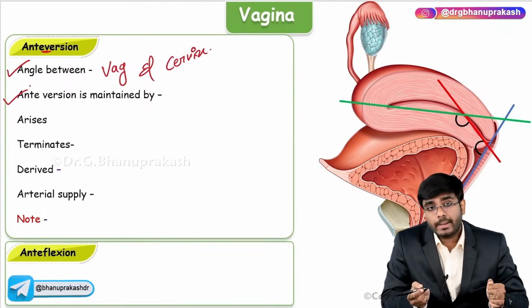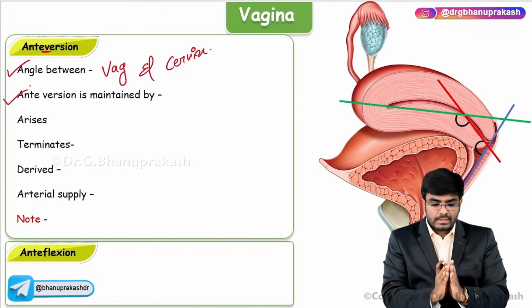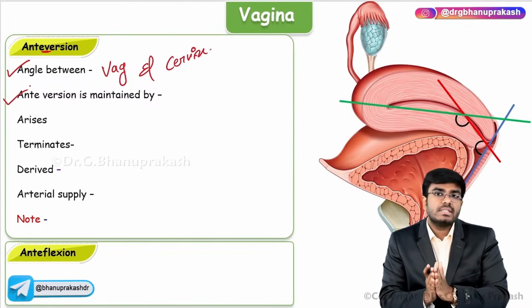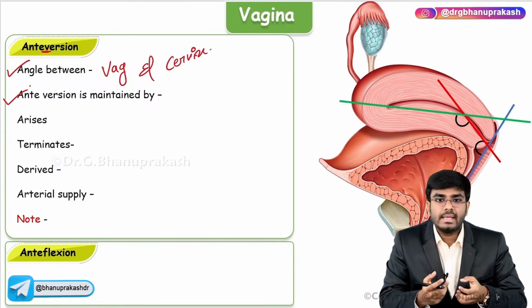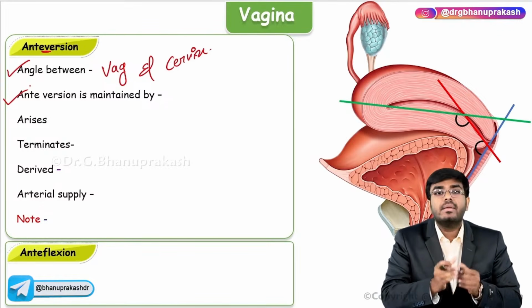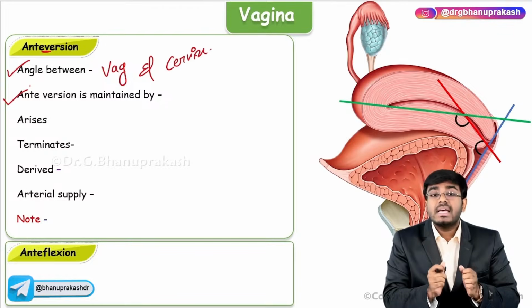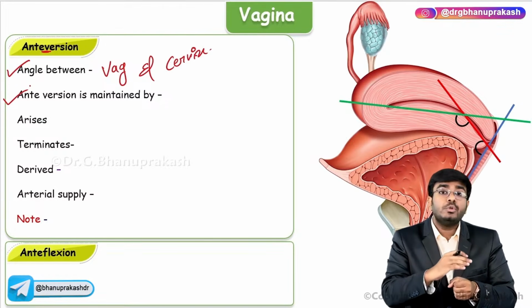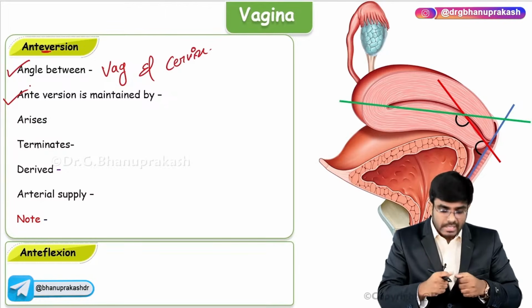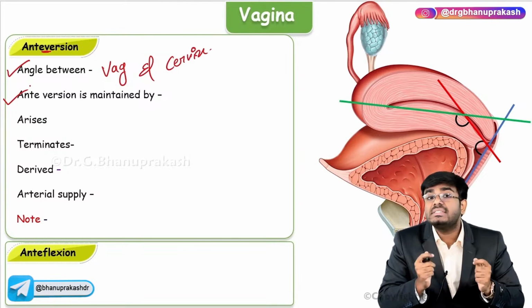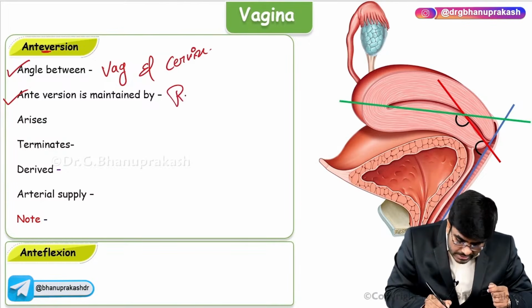Anteversion is maintained by... we know that there is angulation between vagina, cervix and uterus, but who is maintaining this angle? Why is the uterine fundus towards the anterior side? This is very, very important because something is pulling the uterine fundus or uterus anteriorly, so that the uterus is flexed anteriorly. So what is that structure? It's the round ligament.